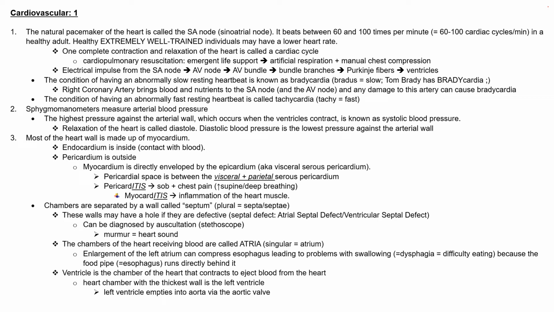Hey guys, sorry, I'm going to quickly review the cardiovascular system week 1 anatomy. So the natural pacemaker of the heart is called the SA node, the sinoatrial node. It beats between 60 to 100 times per minute. Everything under 60 and everything above 100 is pathological. 60 to 100 cycles per minute.